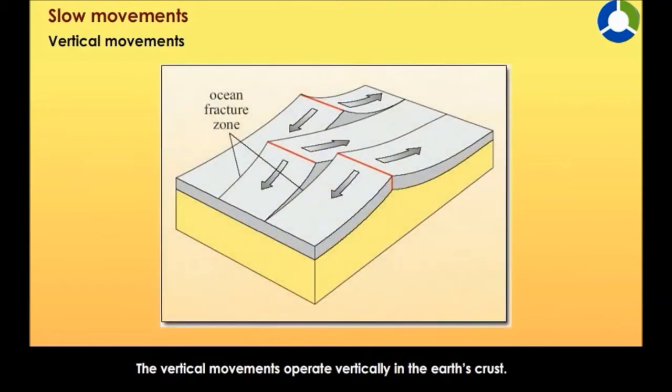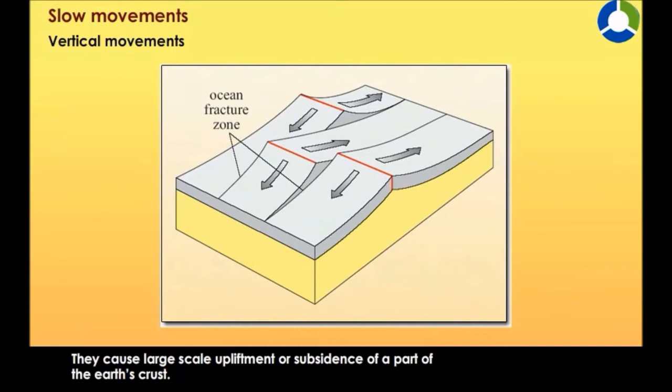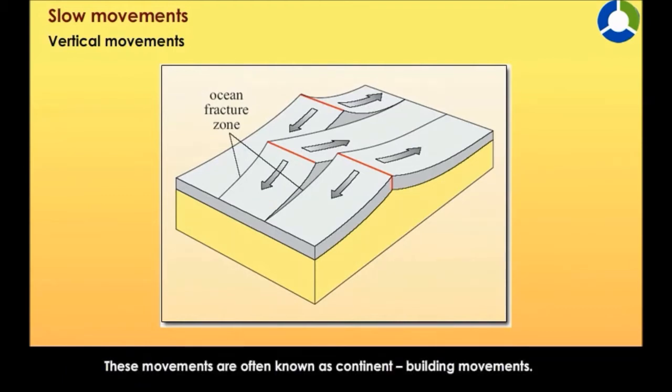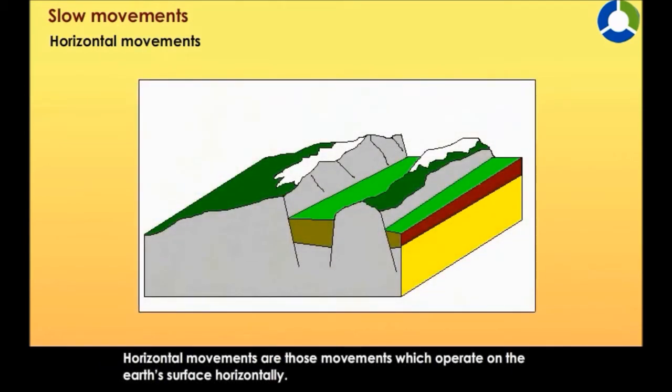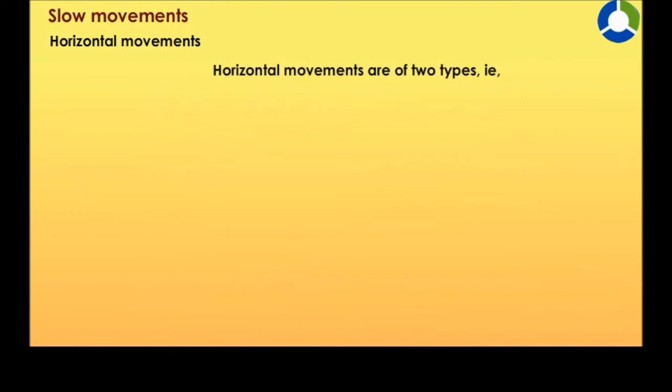The vertical movements operate vertically in the earth's crust. They cause large-scale upliftment or subsidence of a part of the earth's crust. These movements are often known as continent-building movements. Horizontal movements are those movements which operate on the earth's surface horizontally. Horizontal movements are of two types, that is, forces of compression and forces of tension.